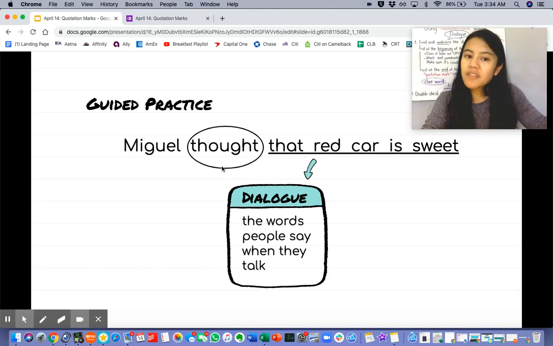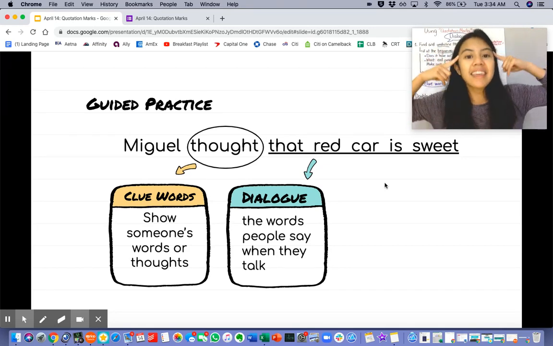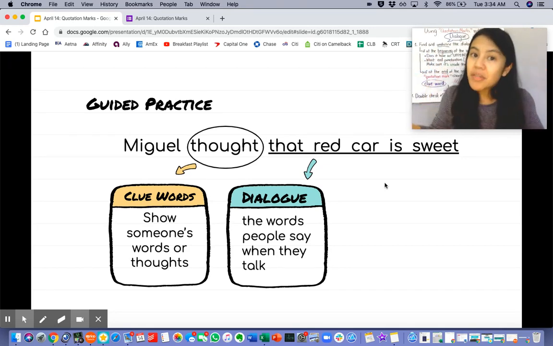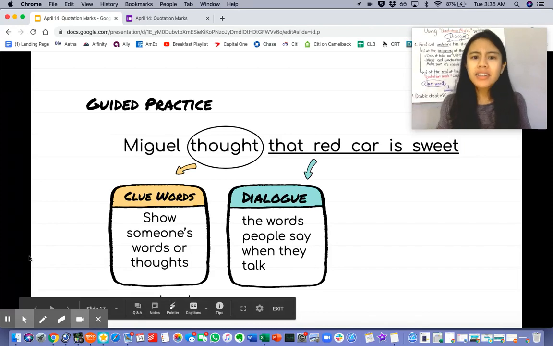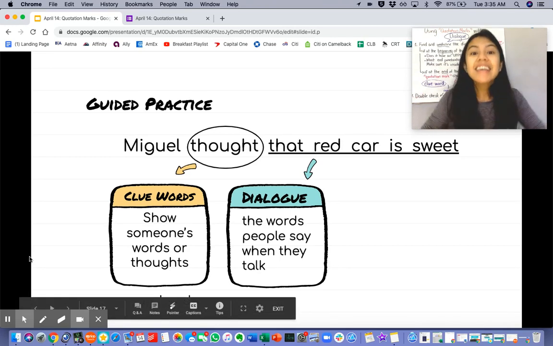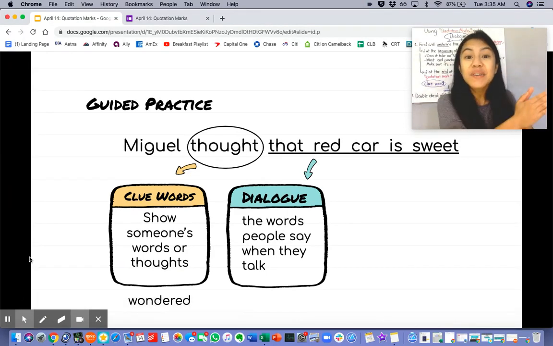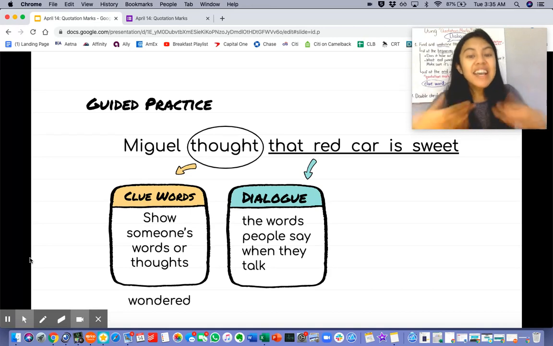I know that clue words show someone's words and can also show someone's thoughts. So even though that red car is sweet isn't being said, Miguel is still thinking it. It's still considered dialogue. Another clue word that could show thoughts is wondered. Scholars, is the dialogue at the beginning or the end of the sentence? Say it loud through your computer. Yes, it's at the end of the sentence. Do you remember my quotation mark chant when the dialogue is at the end? Tell me.